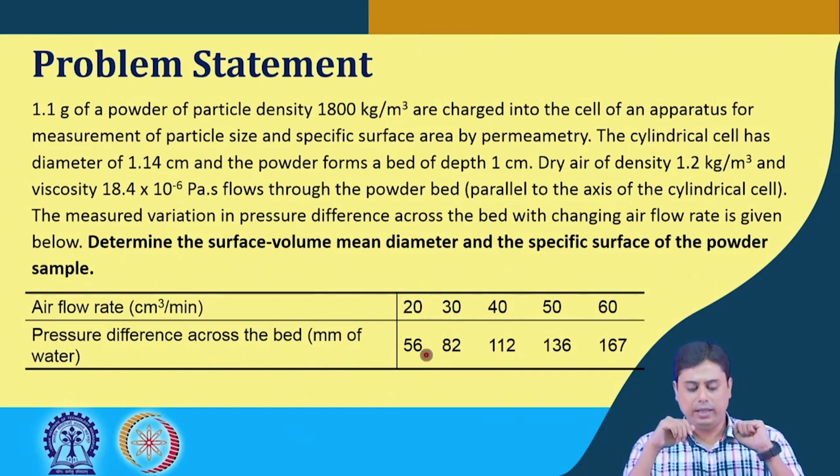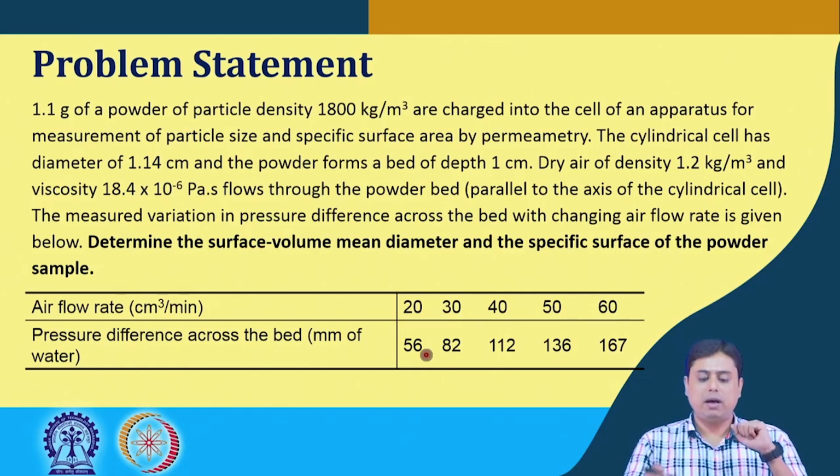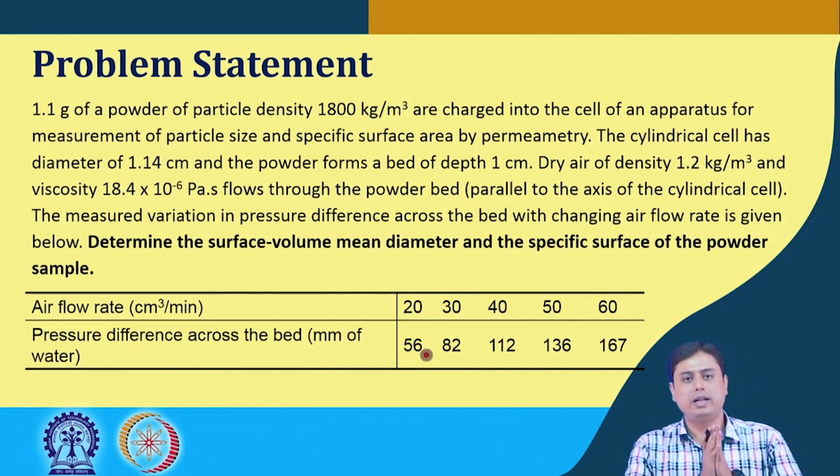Now here you can find an analogy of this problem with the packed bed, because this permeametry method essentially comes from that concept, which is the Kožený-Karman equation, typically valid for flow through a packed bed at a very low flow rate. So there we have this Kožený-Karman equation which relates the pressure drop with the superficial velocity of that fluid.